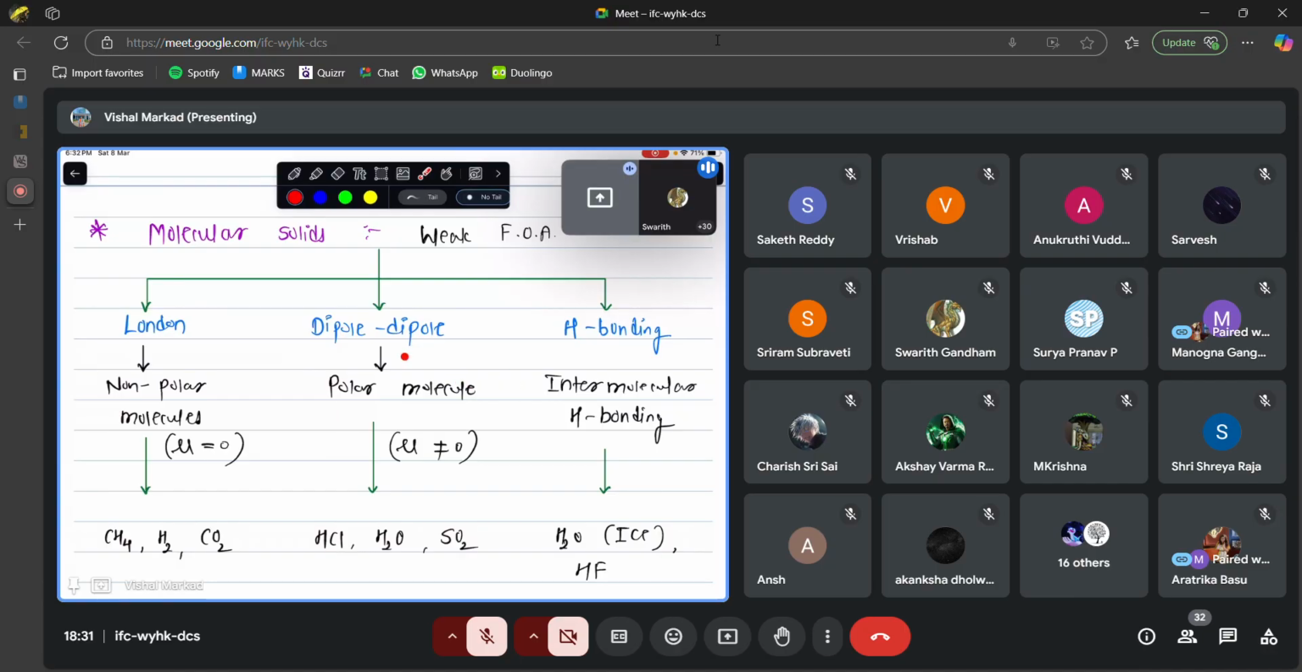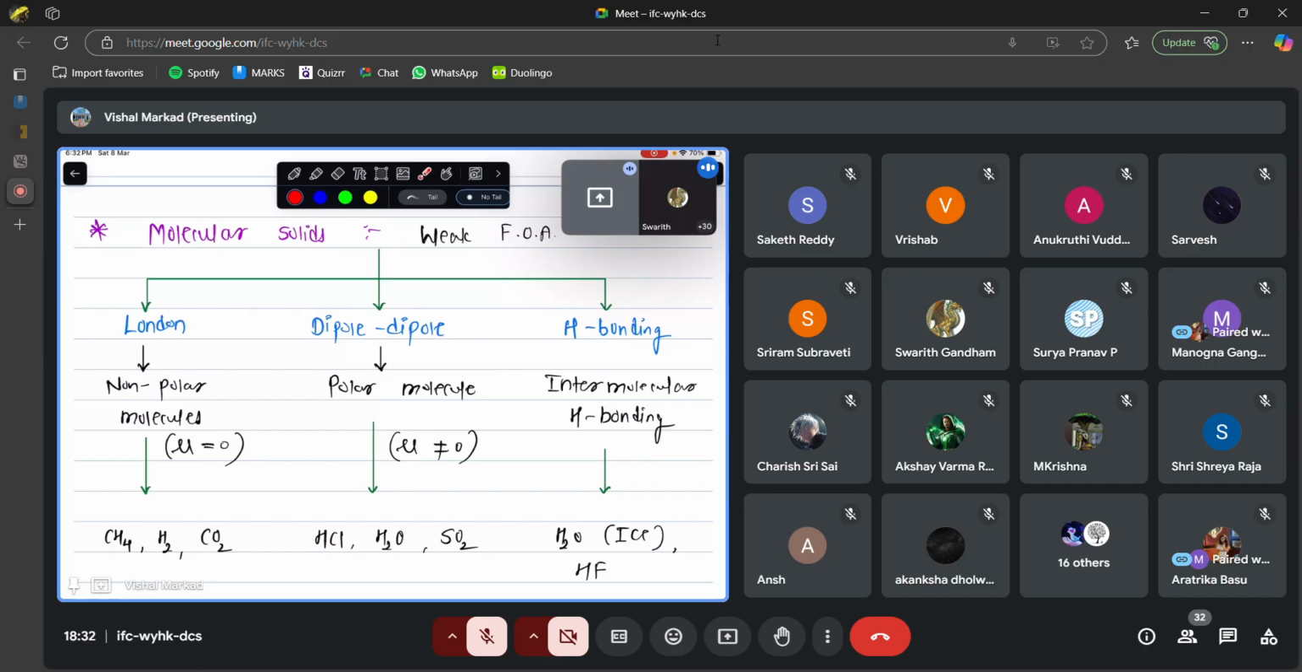Dipole-dipole interaction means it will be a polar molecule. HCl is there, H plus and Cl minus. Two poles are created. So another HCl will be there, H plus and Cl minus. So opposite charges will attract. So they have dipole-dipole interaction. So dipole-dipole forces are present when it is a polar molecule. And hydrogen bonding is present in case of FON, right? Same thing. Clear till this point, this classification?